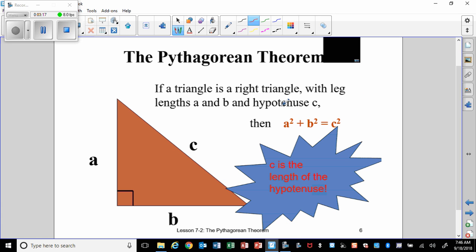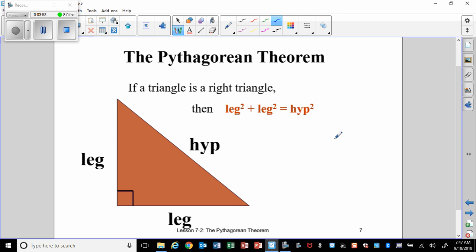Now this is just what the Pythagorean theorem is written as a theorem. If a triangle is a right triangle with leg lengths a and b and hypotenuse c, then a squared plus b squared equals c squared. And that's just the word version of that visual representation we just looked at. Now remember, one of the important things that might be hard for you to see on your page is that c is the length of the hypotenuse every time we write it out as a squared plus b squared equals c squared. C is the hypotenuse.